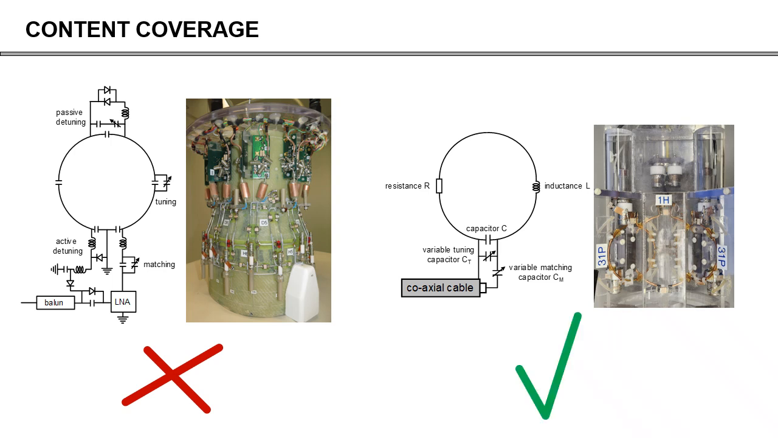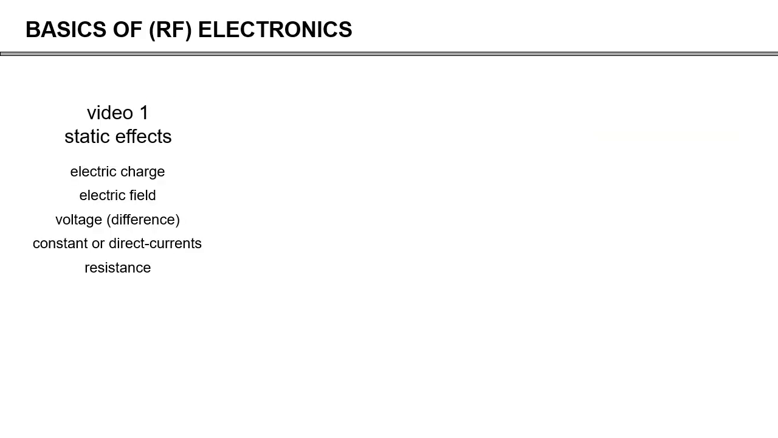But even to understand this simple coil, you already need a lot of knowledge, and it's probably unreasonable to assume that everyone has this basic knowledge. To counteract that, I decided to make three videos for people with different backgrounds, basically different starting points. The first video, which is the current video, is going to cover static effects that include electric charge, electric fields, current and resistance.